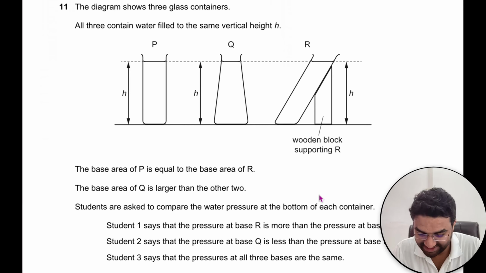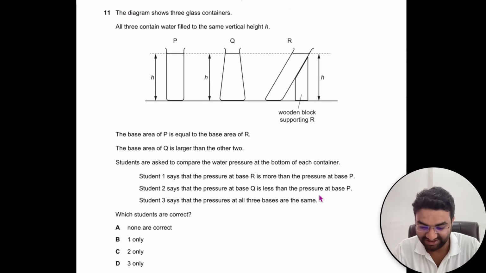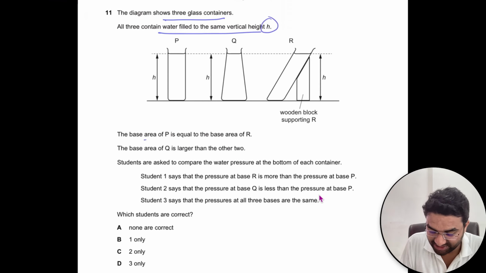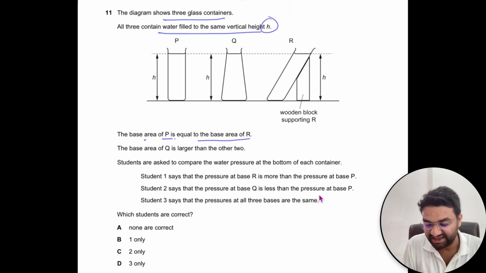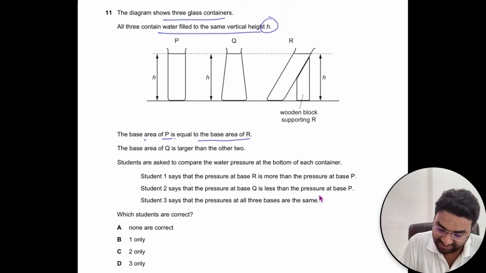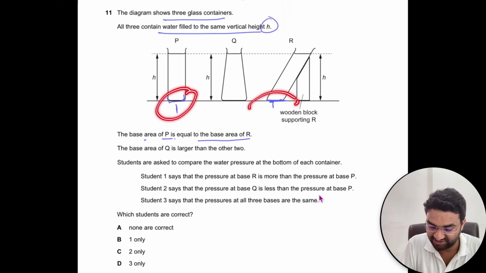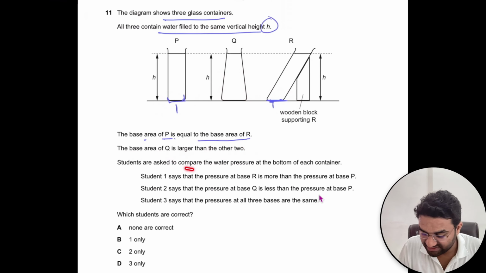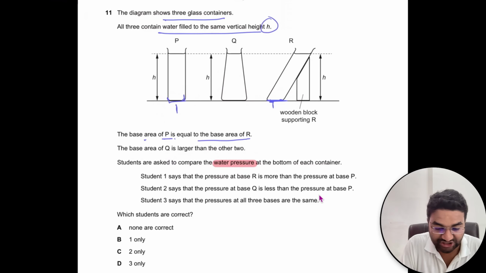Next one here. This is also a kind of interesting question. Look at here. The diagram shows three glass containers, all three filled with water to the same vertical height. All right. The base area of P is equal to the base area of R. So here the base of P, this one and this one are the same, right? And the base of Q is larger than the other two. Now, students are asked to compare the water pressure at the bottom of each container.